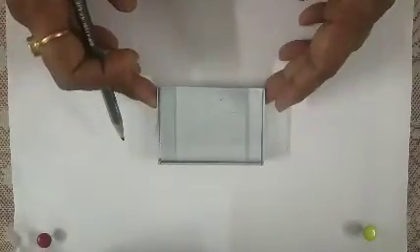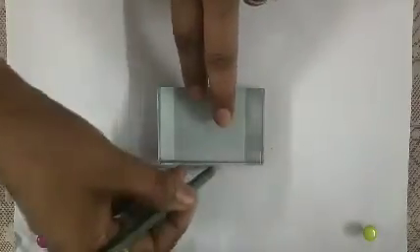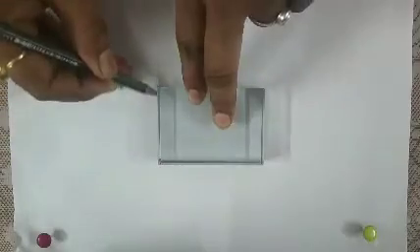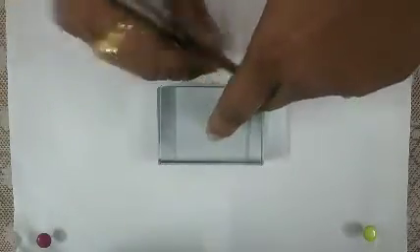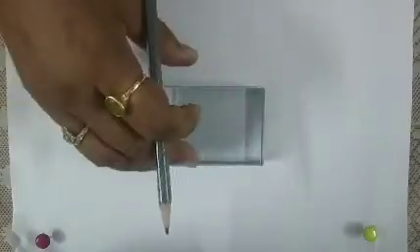Fix the A4 sheet on wooden board so that paper does not move. Place glass slab at center. Make the outline. Now remove the glass slab. Draw normal and make an angle of 30 degrees.